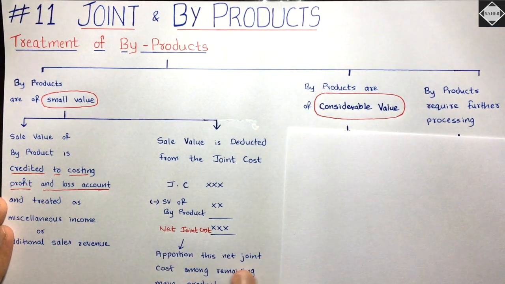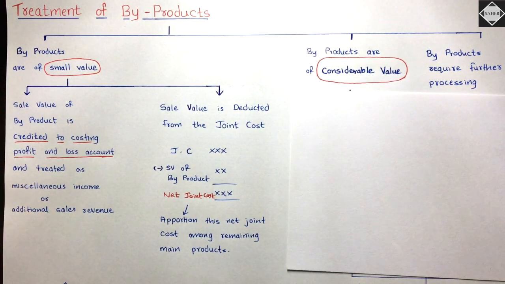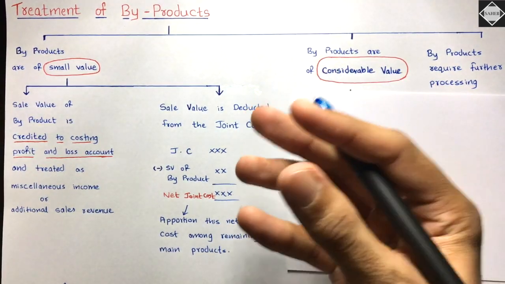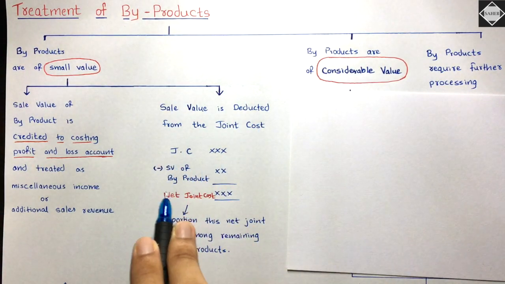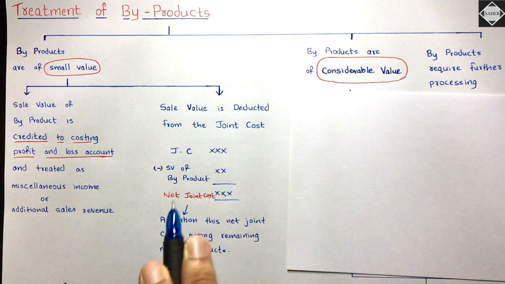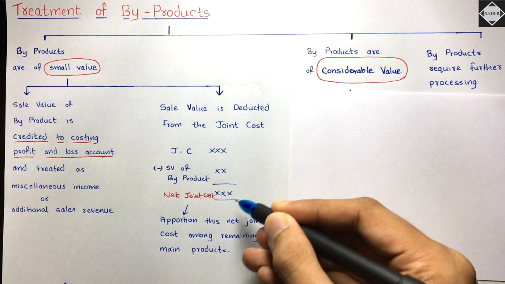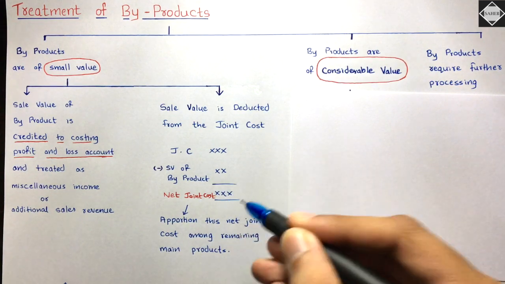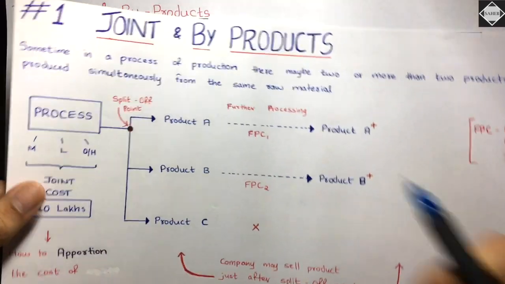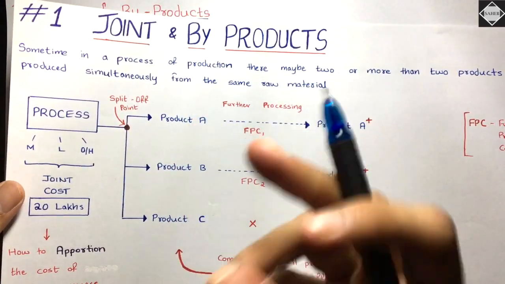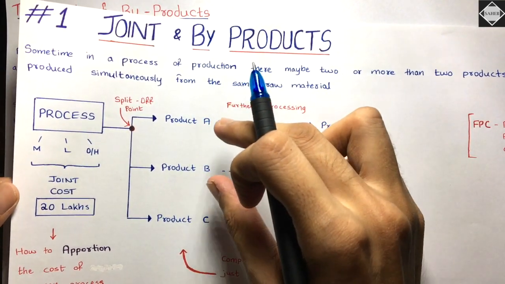Apportion this net joint cost among the remaining main products. Understand what I said: the sale value at split off of the byproduct is deducted from the joint cost. Joint cost minus sale value of byproduct at split off gives you the net joint cost. 20 lakhs minus 10,000 equals 19 lakh 90,000. This 19 lakh 90,000 net joint cost will be apportioned to the remaining main products, the joint products. 19 lakh 90,000 will go to product A and product B, because these are the joint products now. Is that clear?